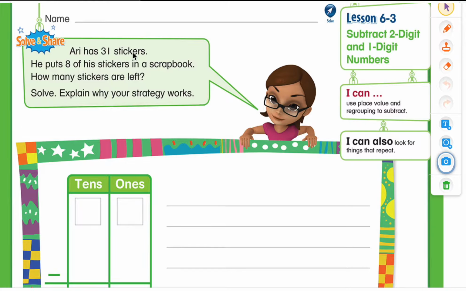Ari has 31 stickers. He puts 8 of his stickers in a scrapbook. How many stickers are left? Solve. Explain why your strategy works.